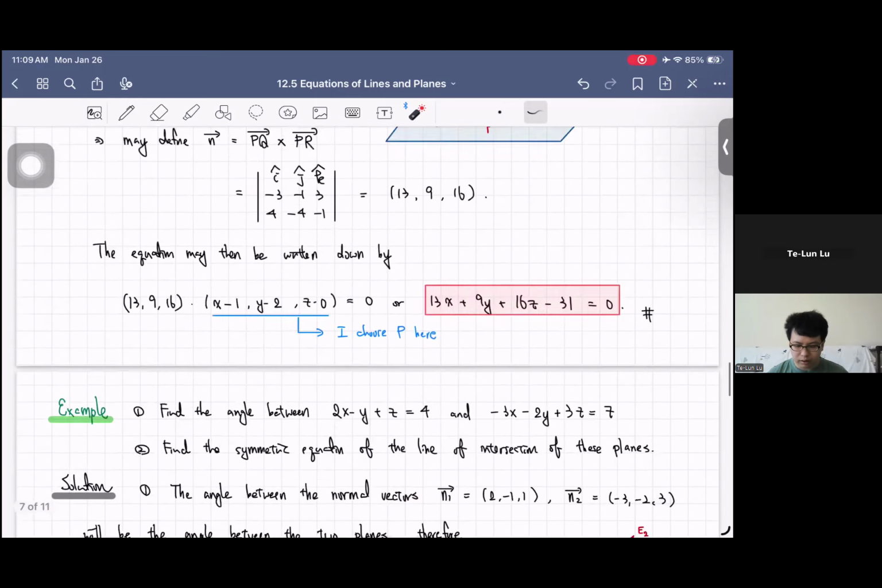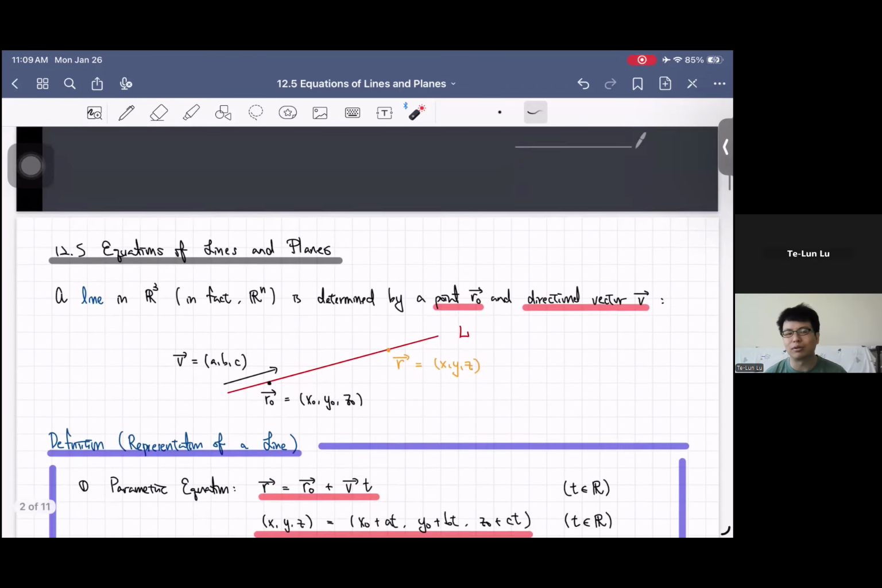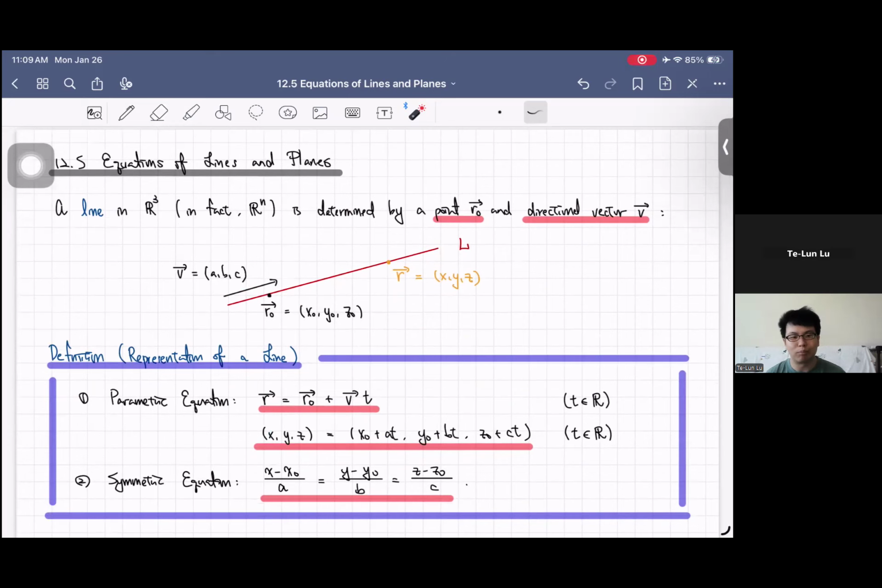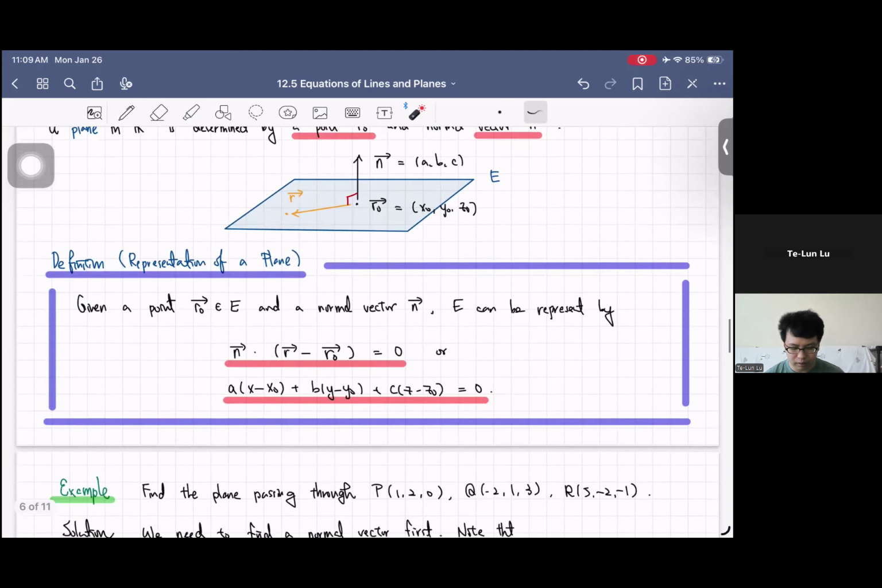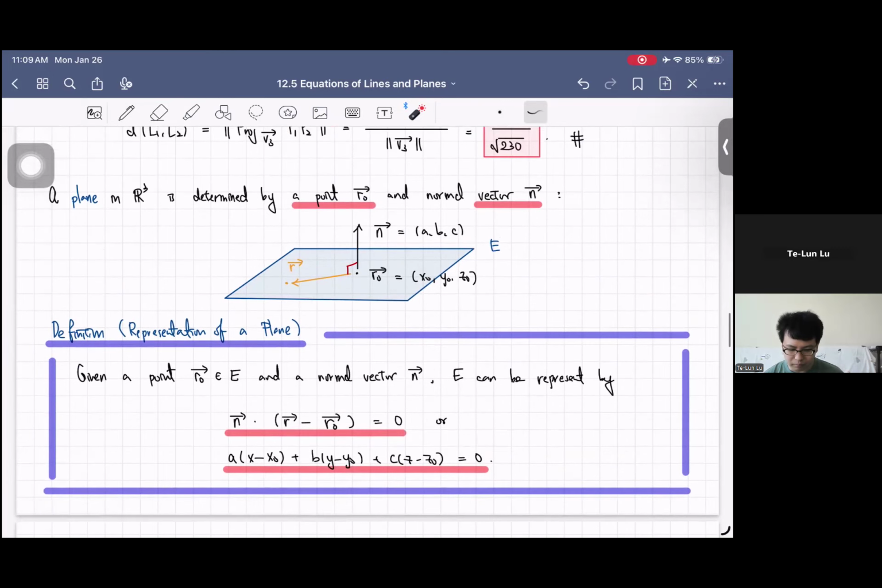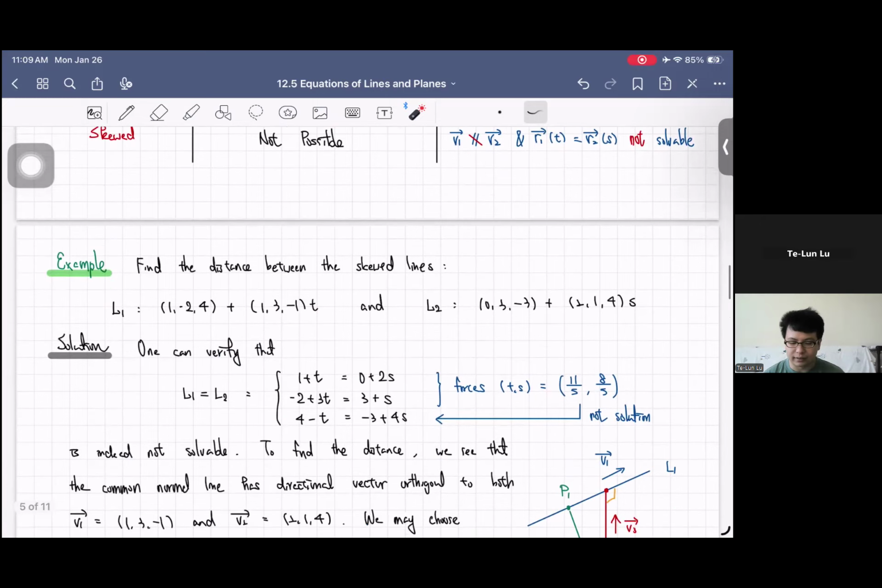Okay, so let's do a quick review. There are not many concepts going on. We simply introduced how you represent a line, which has two different formats: one is a parametric equation, one is a symmetric equation. We also introduced the representation of a plane, which relies on only two pieces of information: the initial point and the normal vector. And then it is just different examples and exercises.